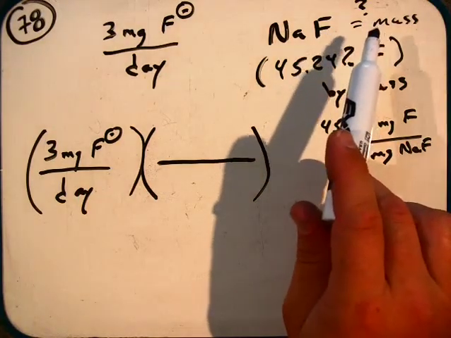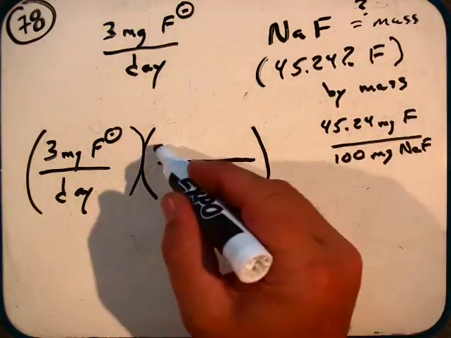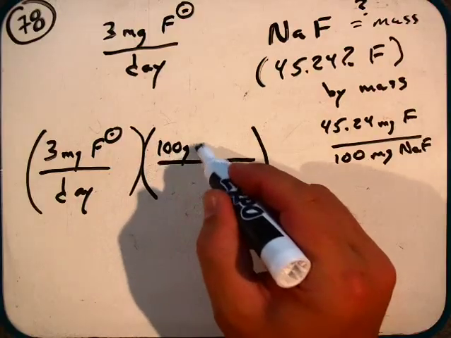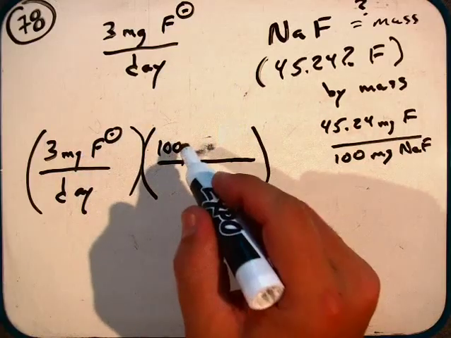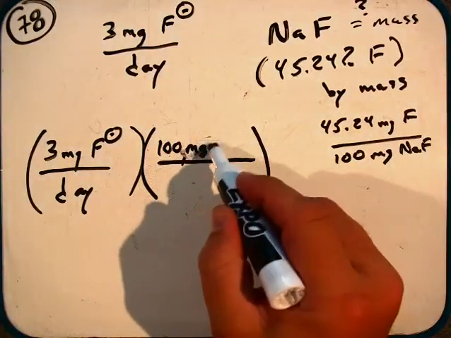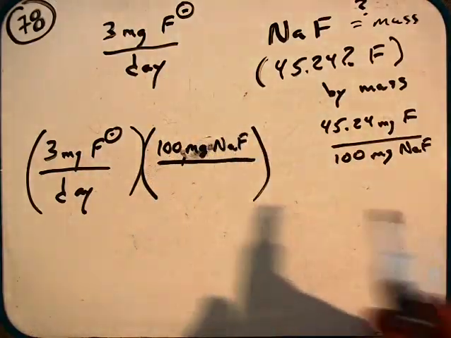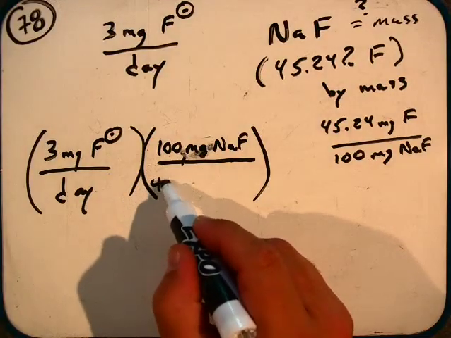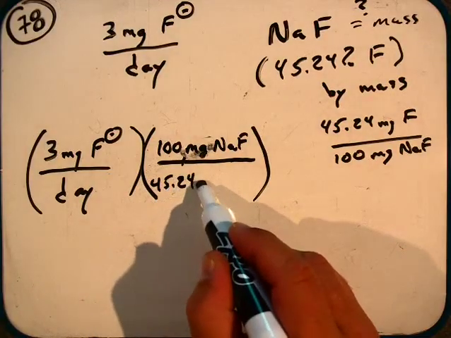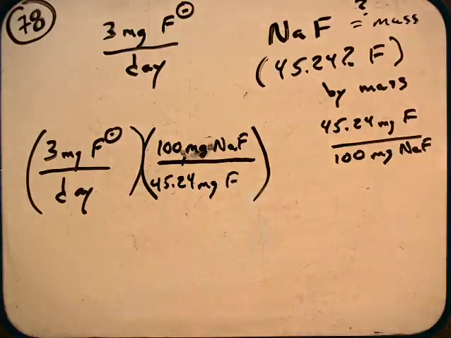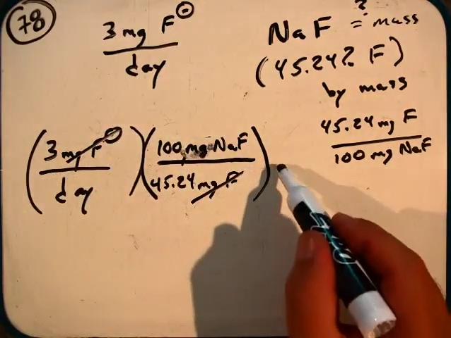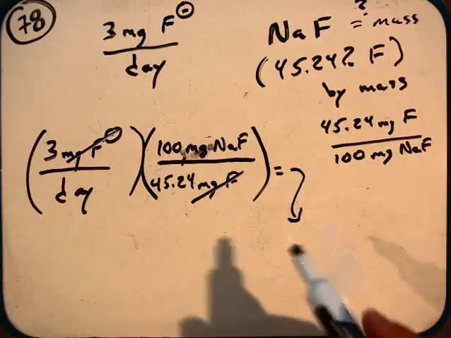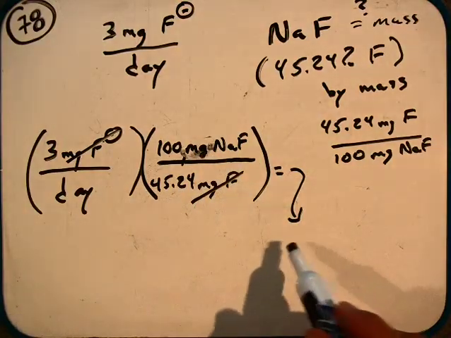That's the mass we want to determine. So we're going to put the 100 grams of sodium fluoride, but not grams. We want milligrams of our sodium fluoride in the numerator. We have the 45.24 milligrams of fluoride in the denominator. Our milligrams of fluoride cancels out, and we're left with milligrams of sodium fluoride.